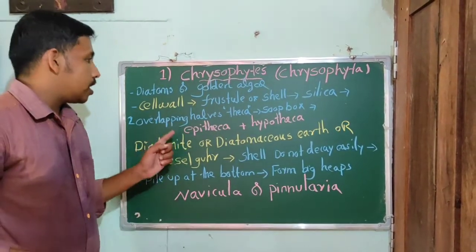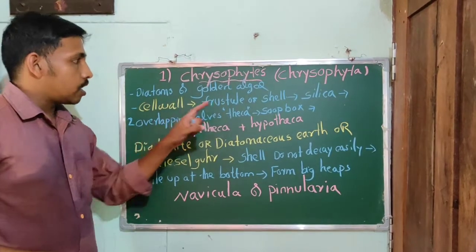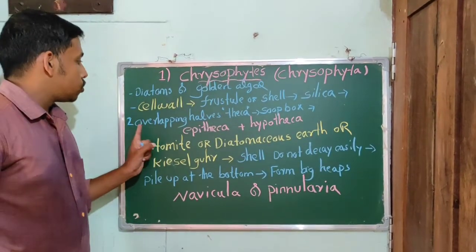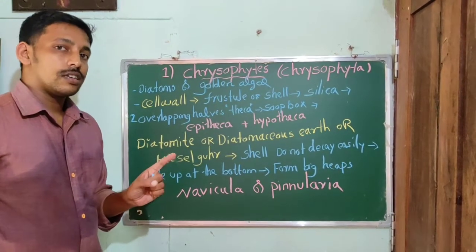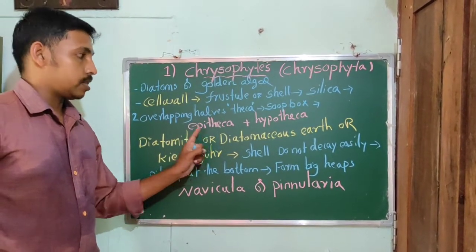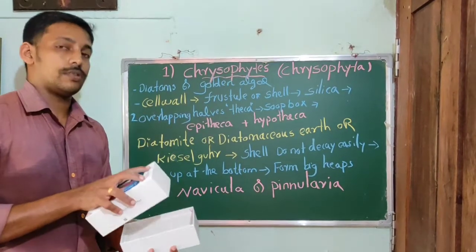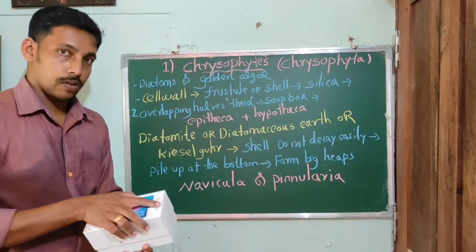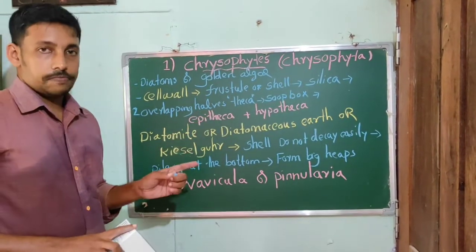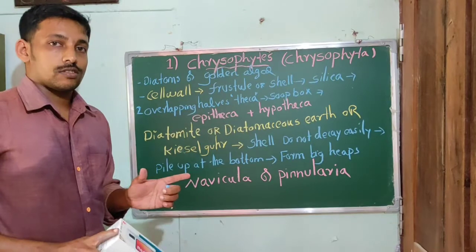The shell is constructed in silica, in two overlapping halves. This is known as the theca. The upper half is known as epitheca and the lower half is known as hypotheca. So they are fit together just like a soap box.